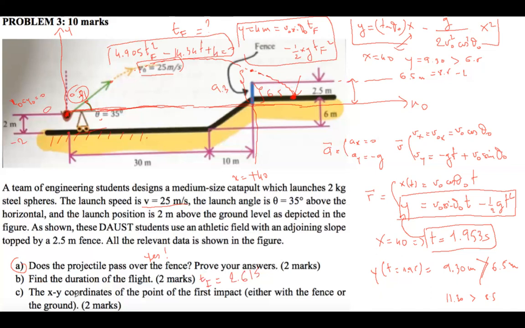Third question. Find the XY coordinate of the point of the first impact, either the fence or the ground. Now we know that the point of impact will be the ground, not the fence. It will go over the fence. So I mean the hill here, not the hill here, this point here. I'm talking about this point here.